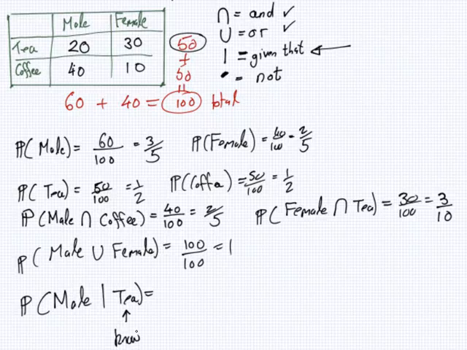So how many tea drinkers are there? 50 tea drinkers. And of those tea drinkers, how many are male? 20. So this is 2 over 5.